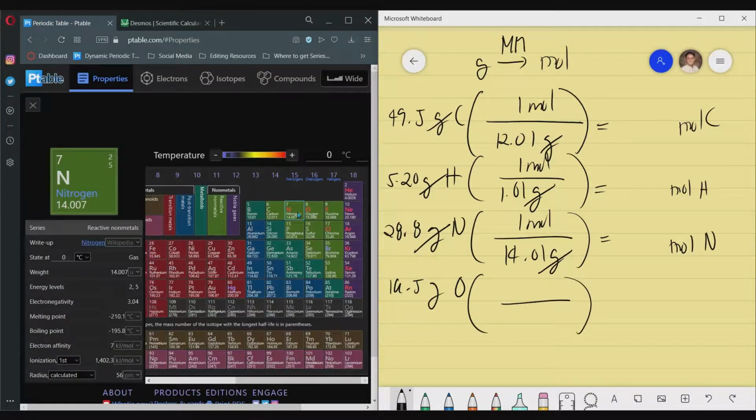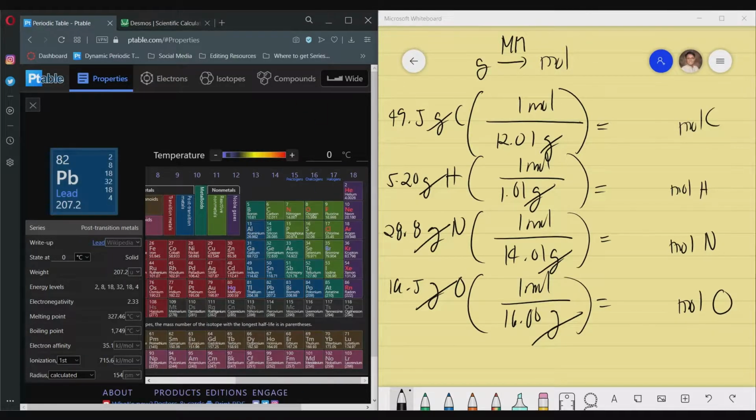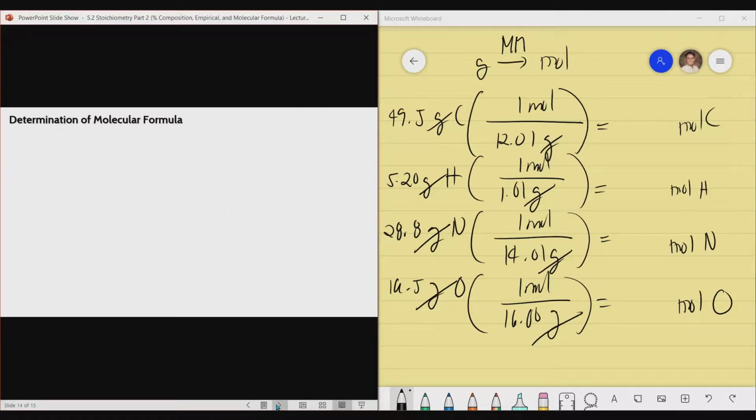Last but not least is oxygen. Oxygen is this one. I'll be getting the molar mass rounded off to 2 decimal places. That is 16.00, so 16.00 grams per 1 mole. Grams will be cancelled. I now have the unit moles of oxygen. And then input all of this in the calculator.